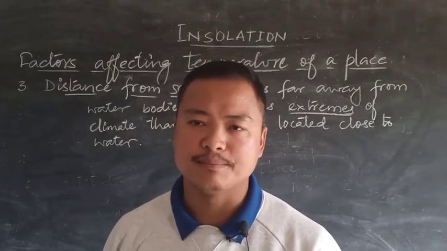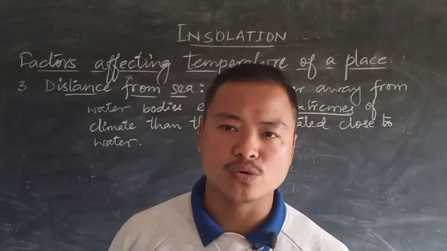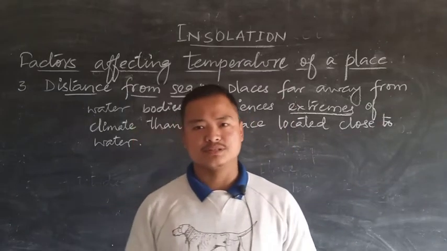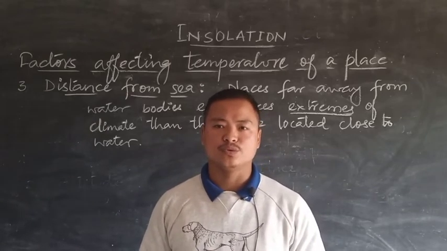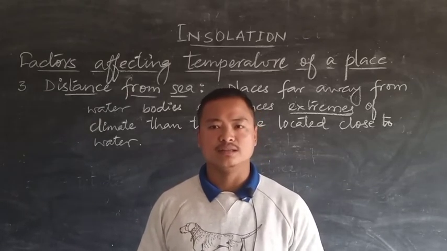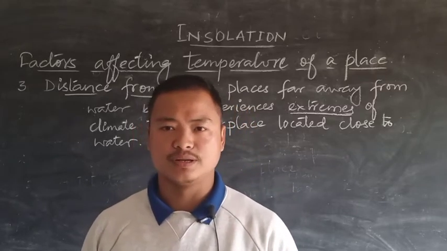Mumbai, if you take an example, and another city is Delhi, then you see Delhi is very cold during the winter season, while during summer season it's very hot. But Mumbai, since it's located very close to water bodies, is neither very hot nor very cold. So this is an effect of the water body.